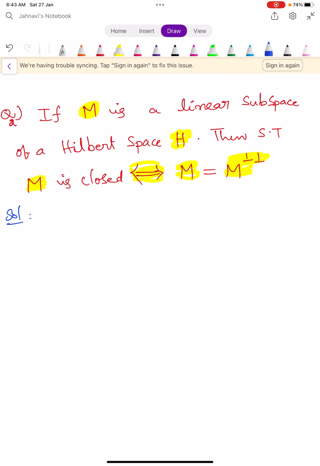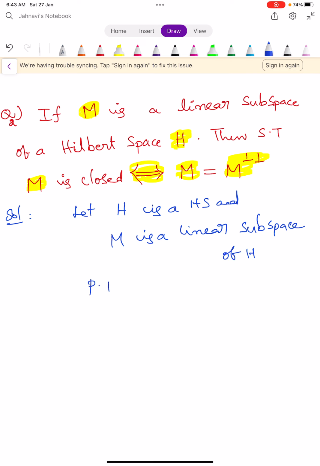Let capital M be a linear subspace of a Hilbert space capital H. In the introduction part, this H is a Hilbert space, and capital M is a linear subspace of capital H. We have to prove that M is closed if and only if M is equal to M double perpendicular.